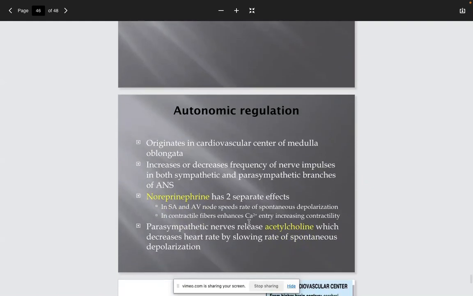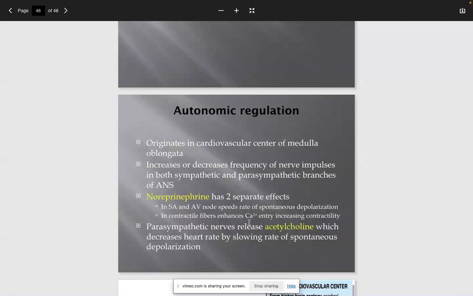So autonomic regulation, I want you to know this. I want you to know these two. Norepinephrine has two separate effects. In the SA and the AV node, it speeds the rate of spontaneous depolarization. Again, I just told you that. It's released from the adrenal medulla. If you can remember back to our hormone lecture on hypothalamic pituitary axis, we talked about other endocrine glands. And again, we talked about the adrenal gland.